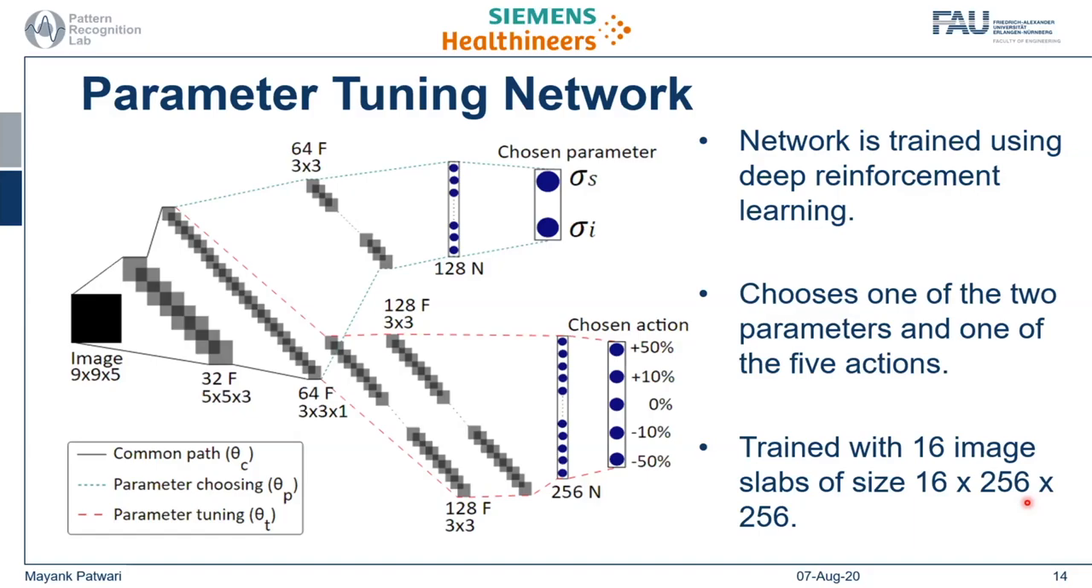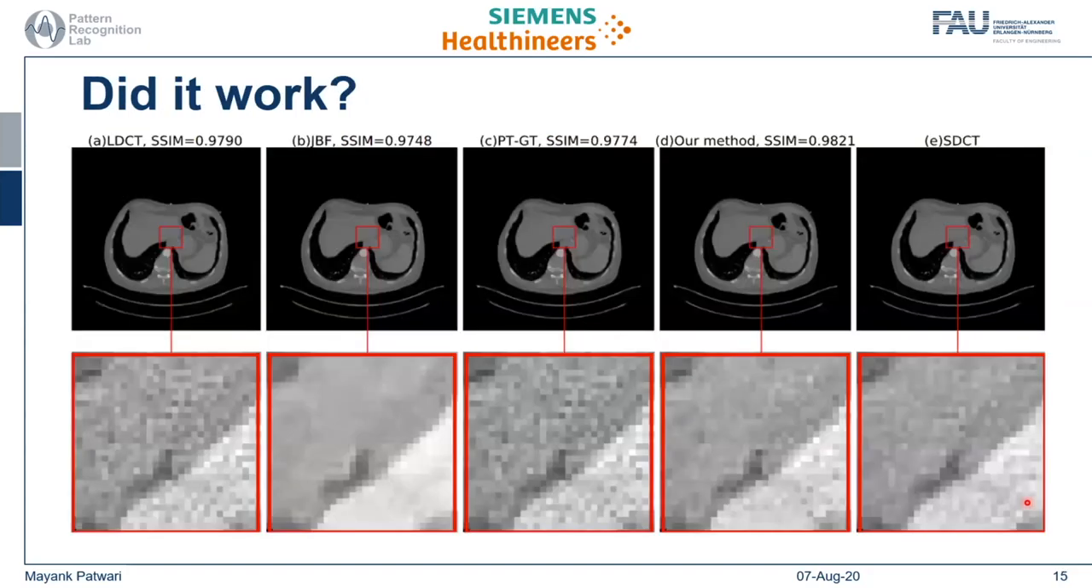Does this work? What do our results look like? Well, here's a sample image. On the left, we have our low-dose CT image, and on the right, we have our standard-dose CT image. And in the middle, we have our ablation studies. B is just the joint bilateral filter without parameter tuning. C is our current reinforcement learning method, but without using the quality CNN. We instead use a score of how close it is to a ground truth image. And D is our method using parameter optimization and the quality network. And as we can see clearly, the closest to the standard dose CT image, also shown by the structural similarity score, is our method.